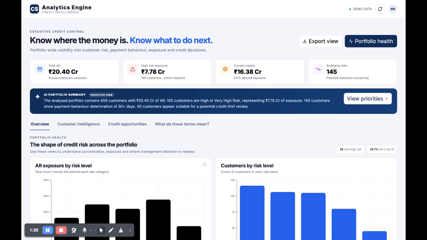So across these 439 customers for this demo, the total AR is 20.4 CR. Among that, the system has identified that 7.78 CR is the high risk exposure.